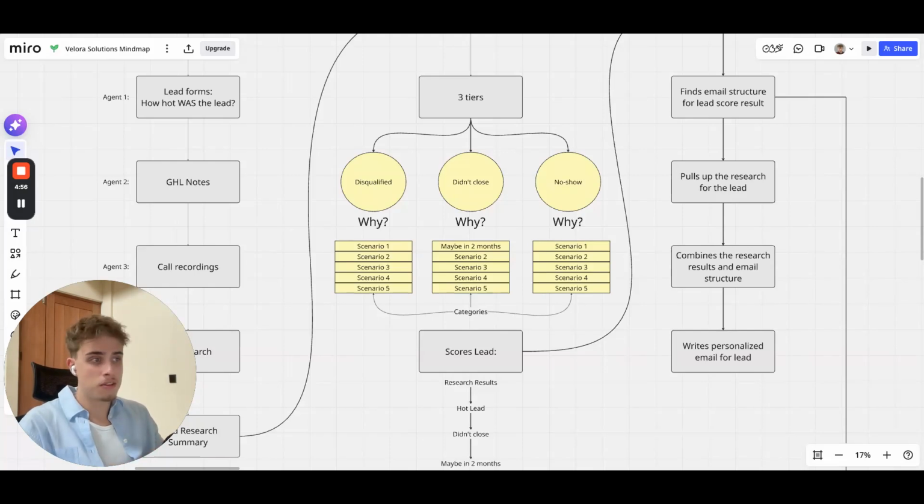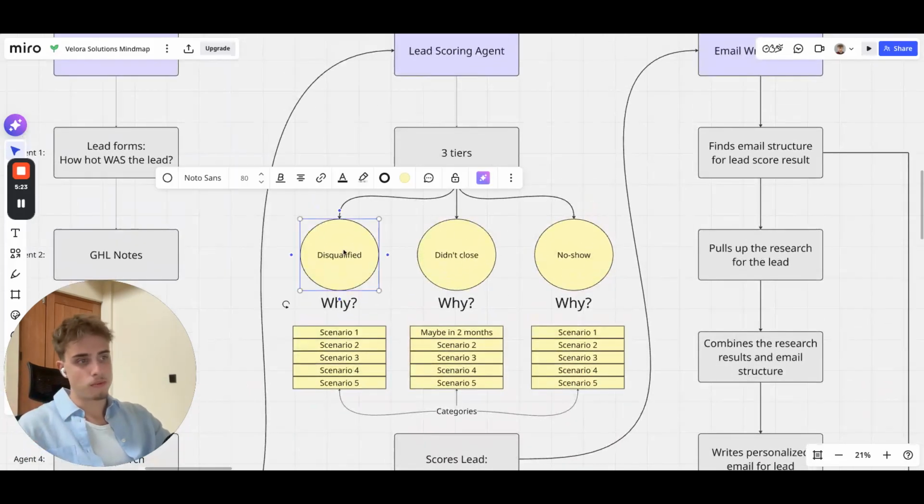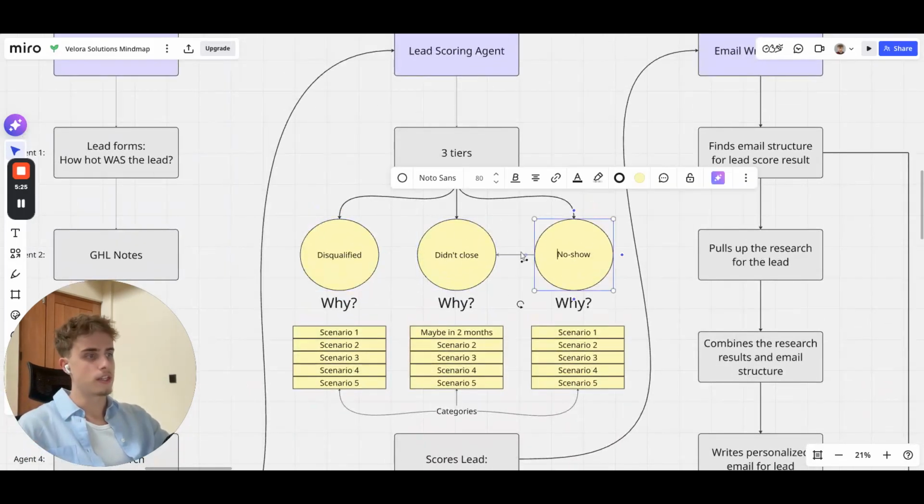Are they disqualified? They didn't close, but they were on the actual call. They no-showed you, or none of your leads have the money. There's going to be 3 common tiers that you see across your business that you can make this automation about. Of course, don't make it about random things that happen once every 3 months. Make it about the 3 biggest reasons why someone doesn't close or someone doesn't go through a pipeline within your own business. In this example, I'm just going to go for disqualified, didn't close, and no-show.